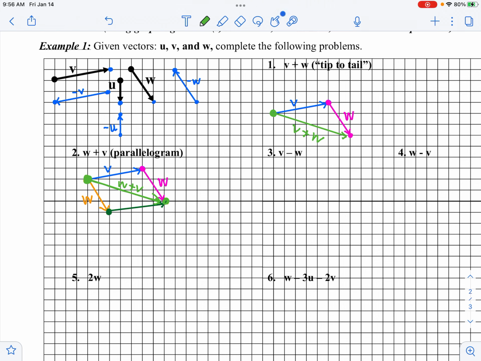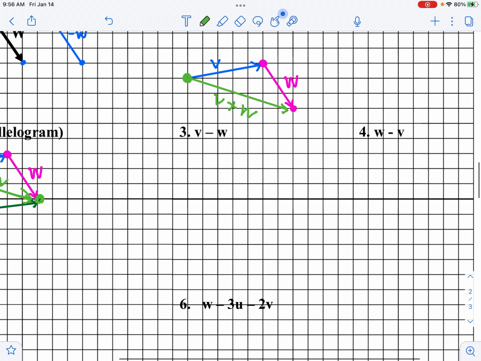So notice that v plus w is the same thing as w plus v. This is just showing tip to tail, meaning that I only did v plus w. This is doing v plus w and w plus v. You only ever have to do one of them. All right, now we're going to do v minus w and w minus v, which are not the same thing. It's the same idea that 5 minus 2 and 2 minus 5 are not the same thing.